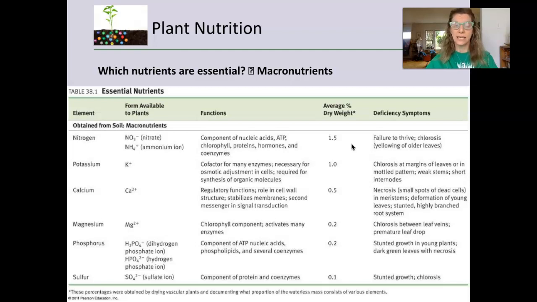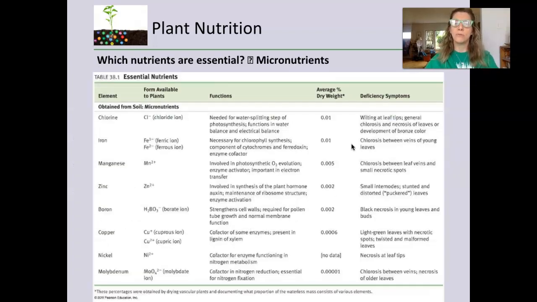And you can see here that many of them are things that you know about that are in fertilizer: nitrogen, potassium, calcium, magnesium, phosphorus, and sulfur. But there are also micronutrients, and these are things that they need in a tiny amount, but they do need them to grow properly. And you can see the amounts here. They're very, very, very small amounts.